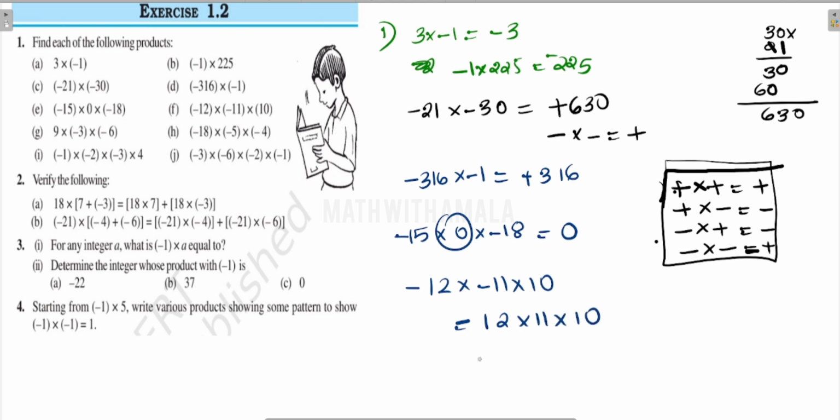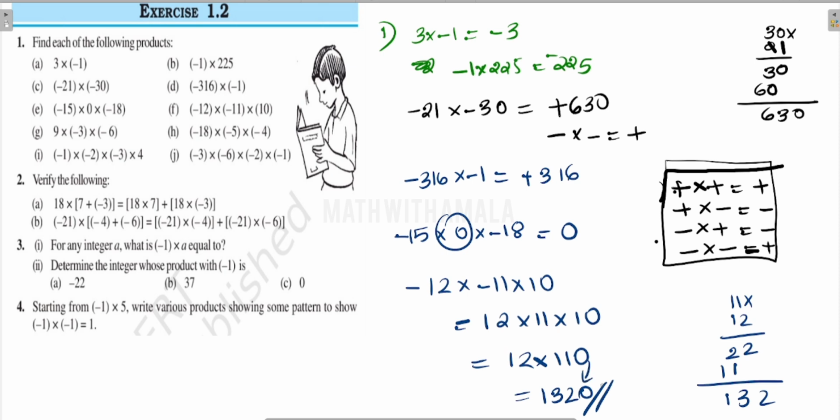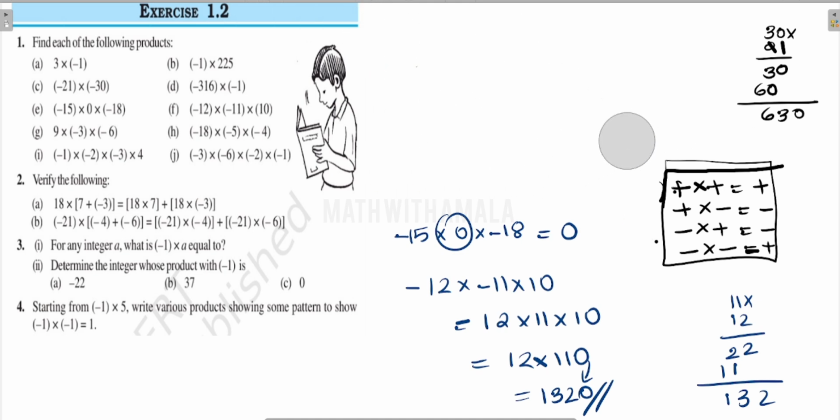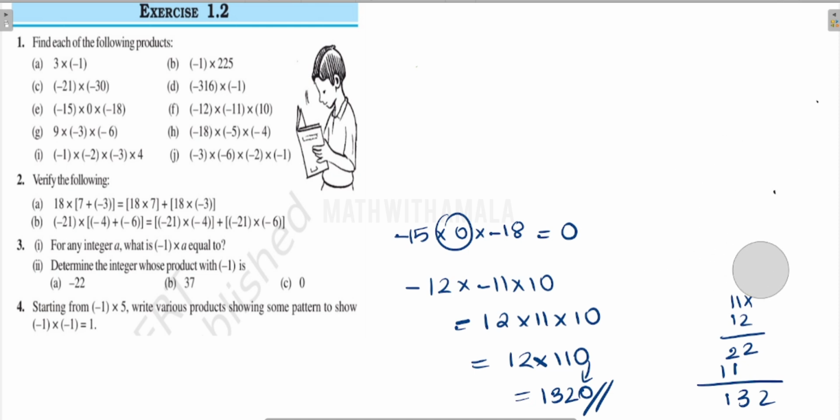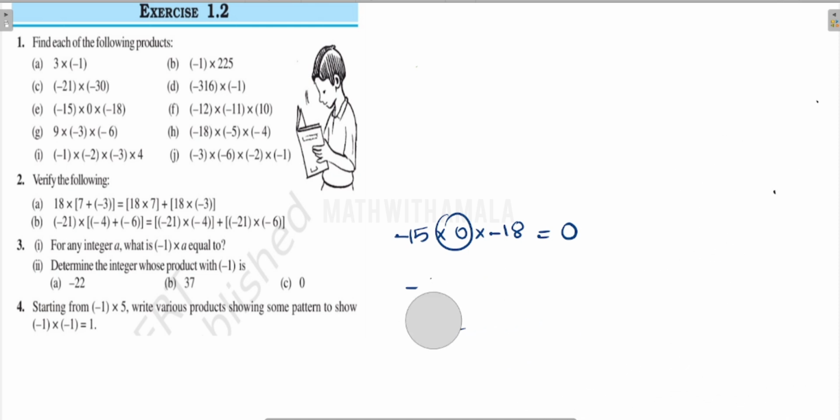Next, minus 12 into minus 11 into 10. Let's do the first two together. 12 into 11. The negatives will be cancelled and it will be positive, into 10. So 12 into 11 into 10. I have done the 11 into 10 first. That is very simple, just giving the 0 together with 11. Then I have done 11 into 12 or 12 into 11. Answer is 132. While doing the multiplication, I have not taken the 0 with 11. Only after getting the answer at the end, I have given the 0 together with the answer. So that 132 has become 1320.